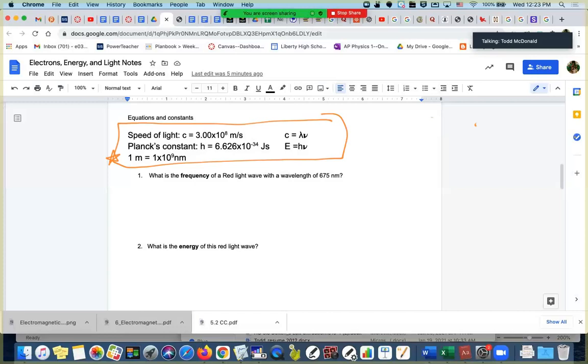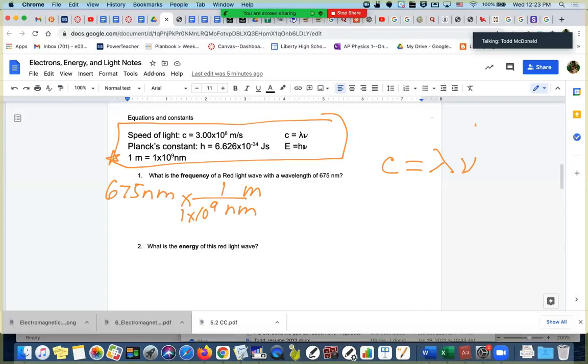Okay, so the first problem we're going to do: what is the frequency of a red light with a wavelength of 675 nanometers? Okay, so we're looking at the relationship between wavelength and frequency. So we're going to use this first equation here. The speed of light is equal to wavelength times frequency. Now, before I can plug in any numbers, I'm going to have to change these nanometers into meters. So how do I do that? Well, it's 1 times 10 to the 9th nanometers per meter.